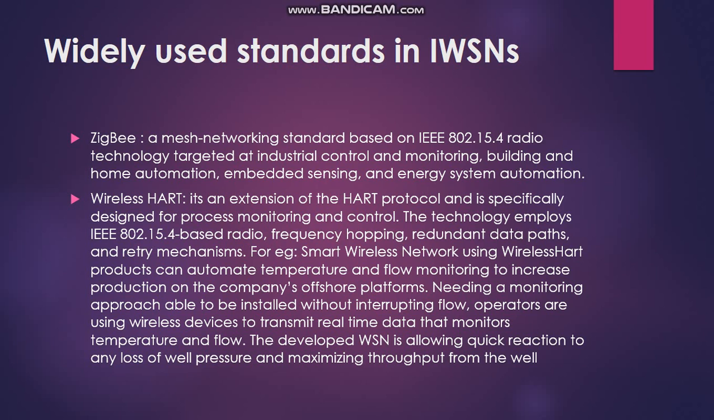For example, a smart wireless network using wireless hub products can automate temperature and flow monitoring to increase the production of the company's offshore platform. Needing a monitoring approach able to be installed without interrupting flow, operators are using wireless devices to transmit real-time data that monitors the temperature and flow. The developed WSN is allowing quick reaction to any loss of well pressure and maximizing the throughput from the well.